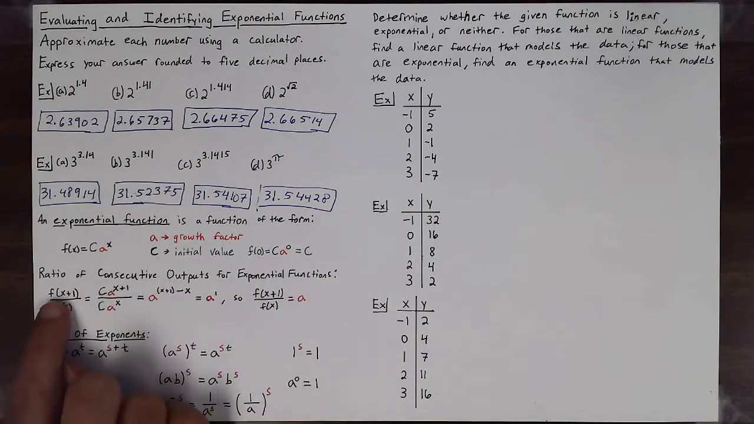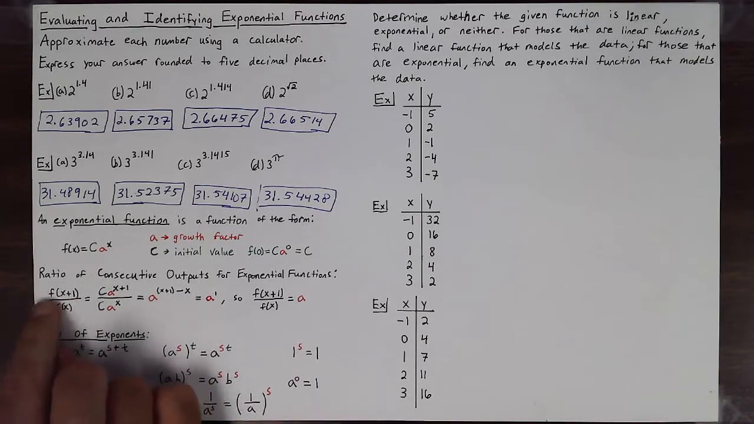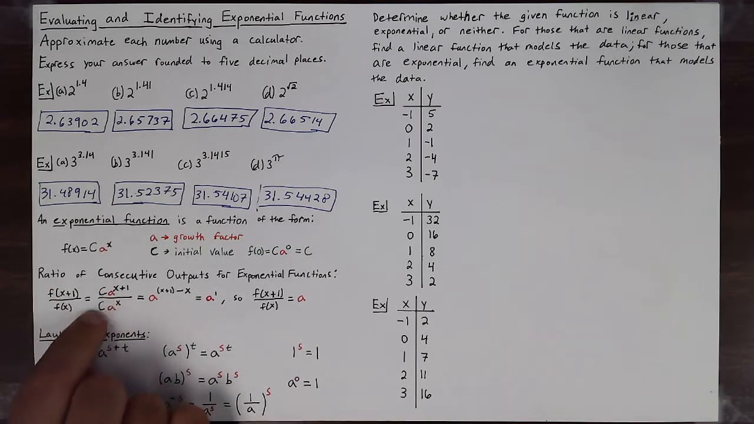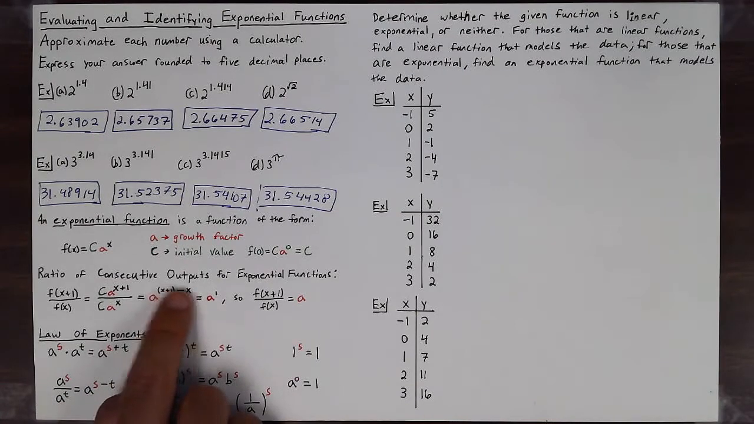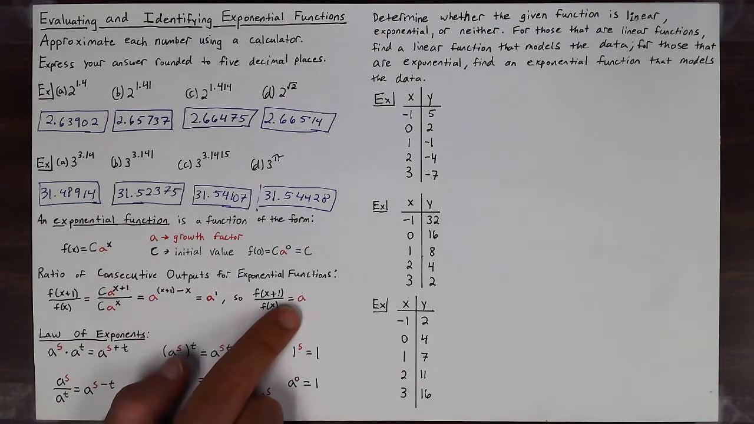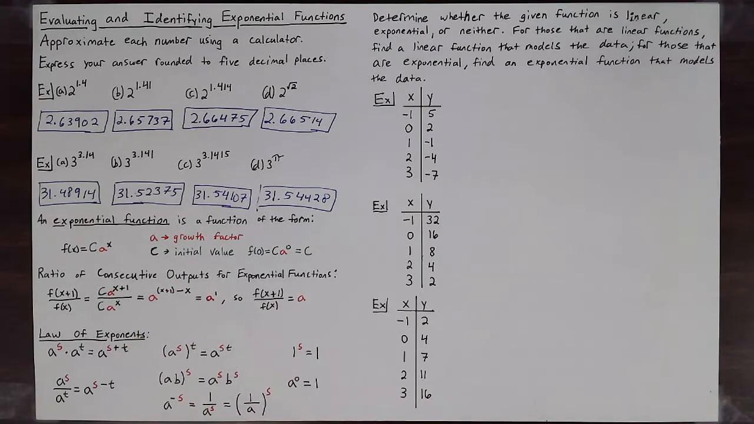So meaning if I took f of x plus 1 and f of x, meaning the x inputs are just one apart, they're consecutive, and I put them over each other, you'll see here I changed the x into x plus 1 and the x into x. I put them over each other, I cancel out the c's. I subtracted the exponents due to the law of exponents for division. You would subtract them. And it was just a to the 1, which is just a. So that's a really good way you can find your growth factor just given a table of information.